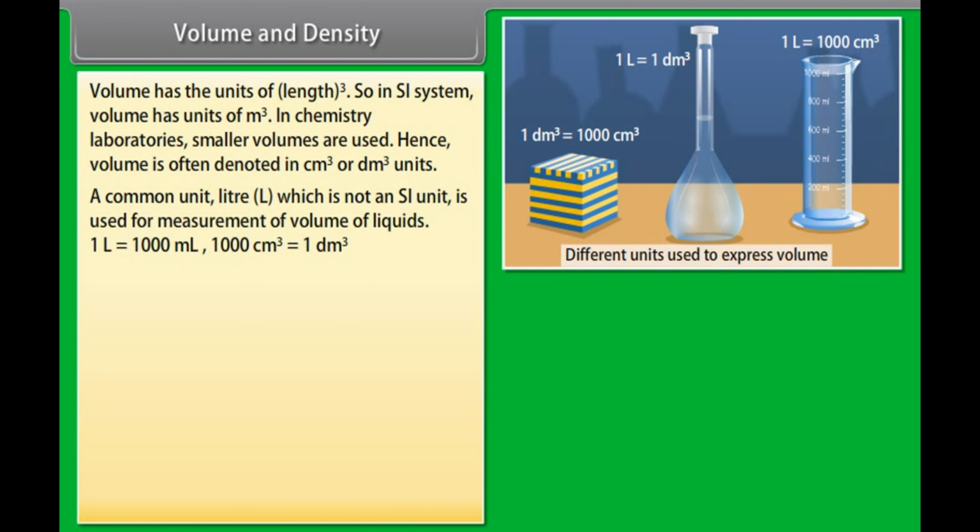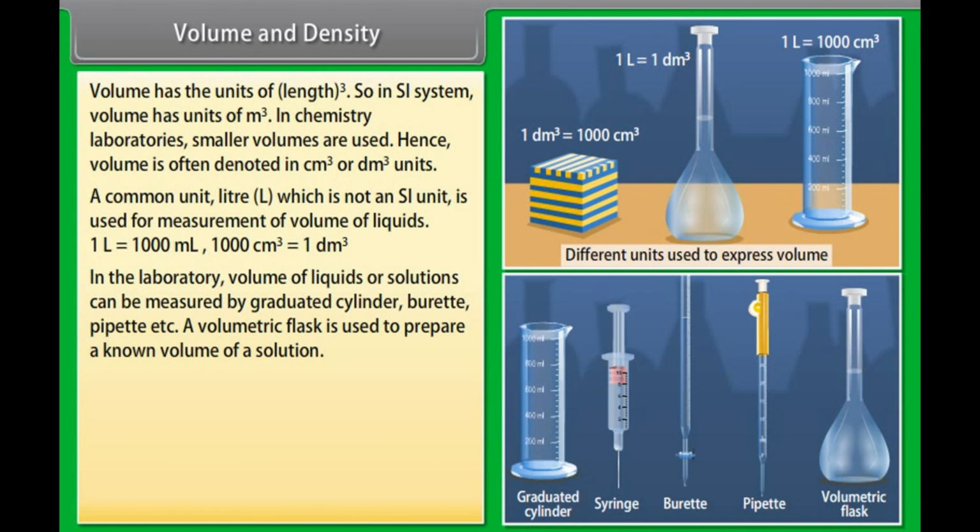A common unit, liter, L, which is not an SI unit, is used for measurement of volume of liquids. 1 liter is equal to 1000 milliliter. 1000 centimeter cube is equal to 1 decimeter cube. In the laboratory, volume of liquids or solutions can be measured by graduated cylinder, burette, pipette, etc. A volumetric flask is used to prepare a known volume of a solution.